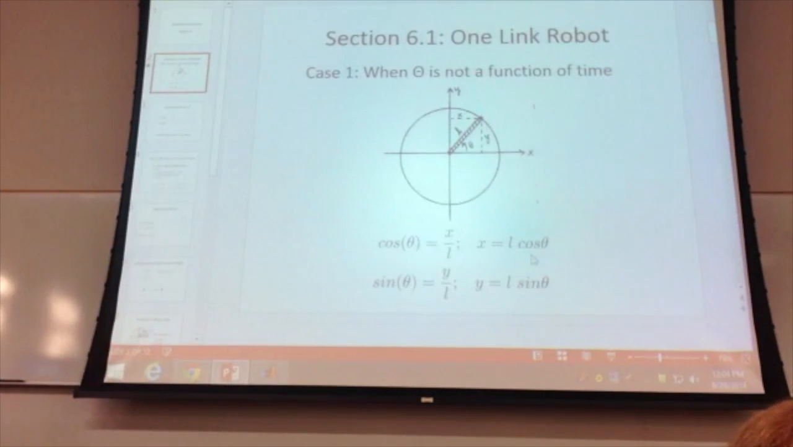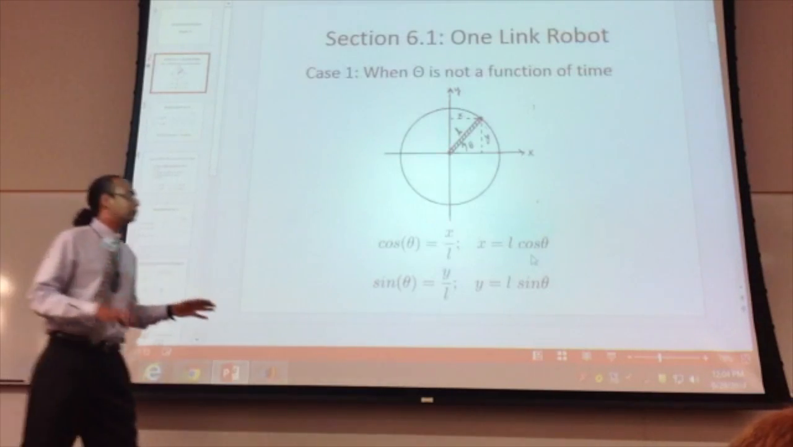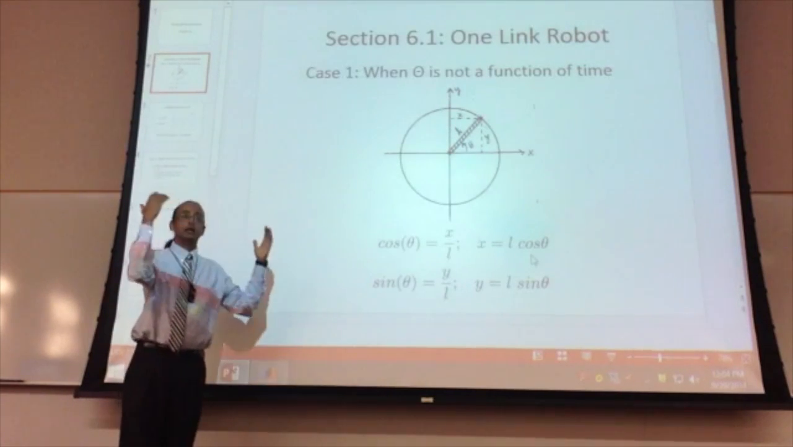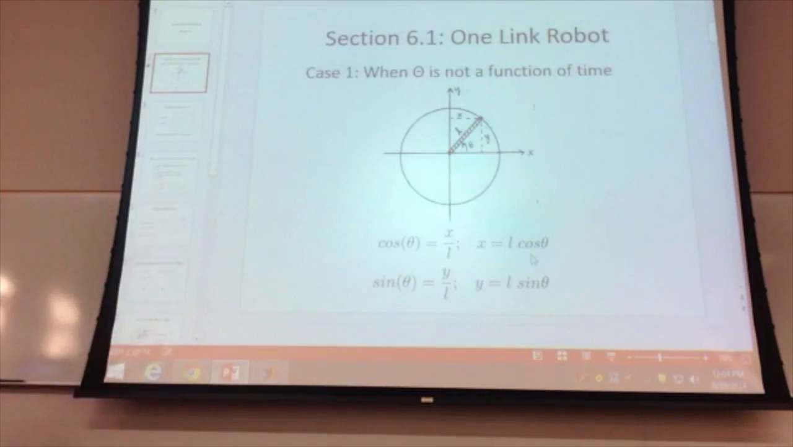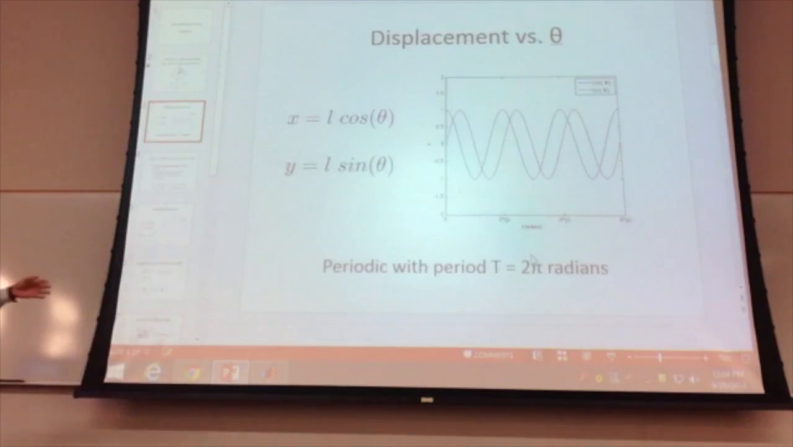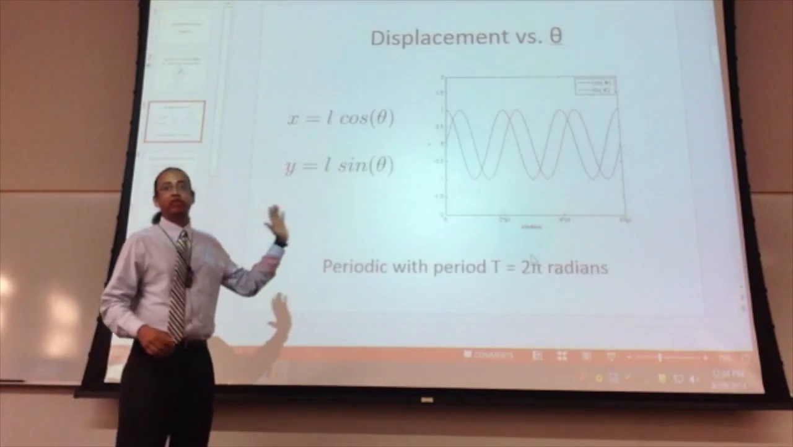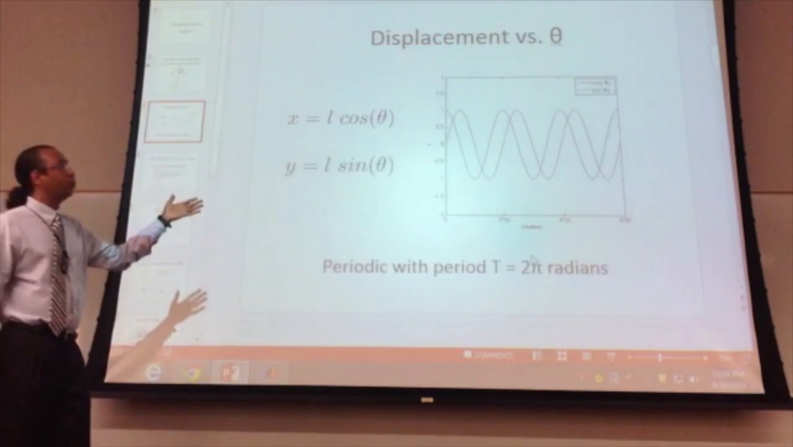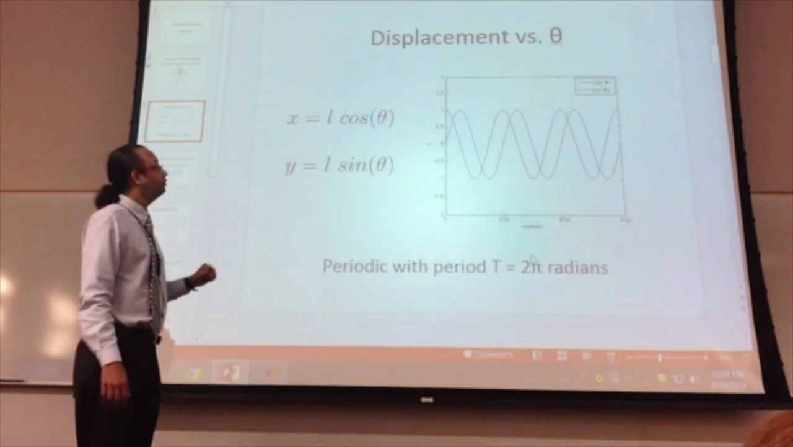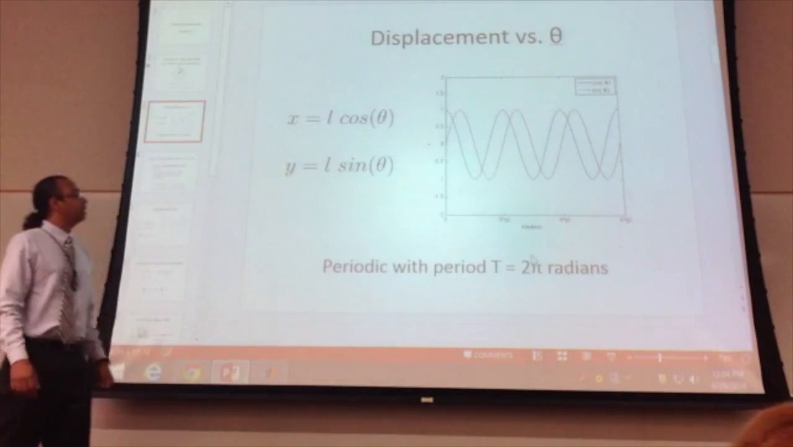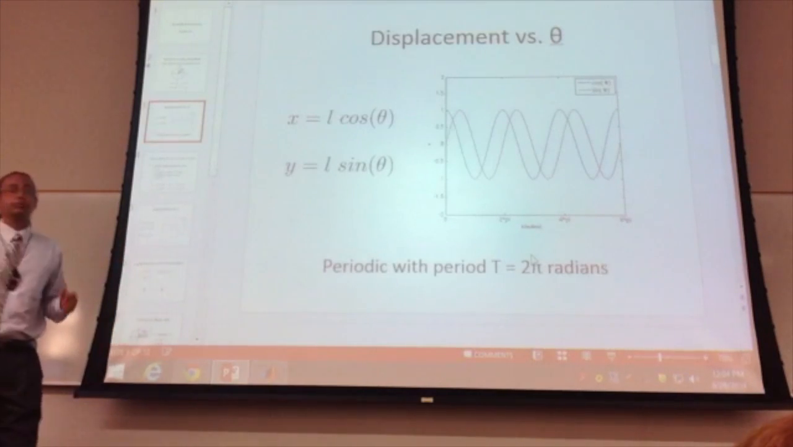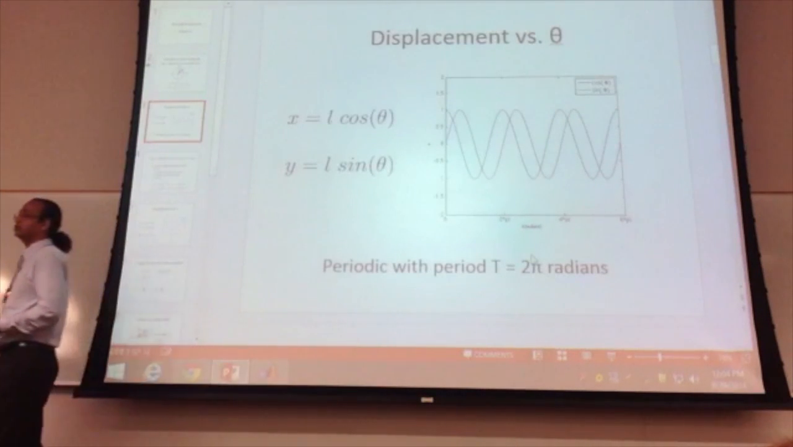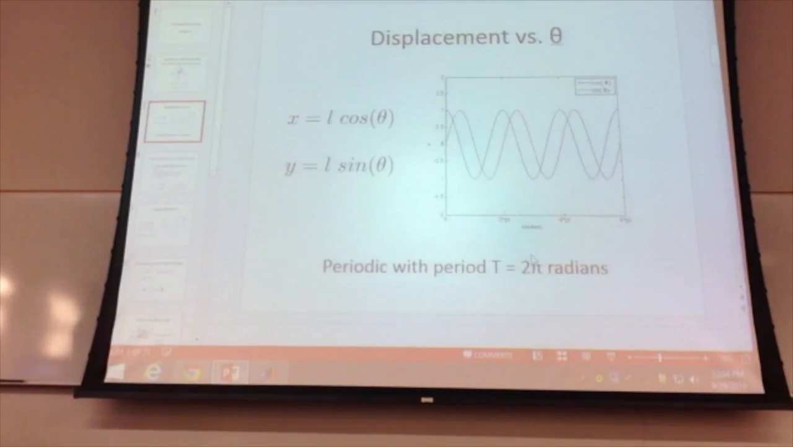So you can plot. Note that there is no time dependence here. Nothing changes with time. You keep it at a certain position, and you find out what x and y are. So when you plot this as a function of theta in radians on the x-axis, and we plot both x and y on the same graph, we get two curves, and we notice that they are periodic. The behavior repeats after every 2 pi radians, so we say that this is periodic with a period of 2 pi.